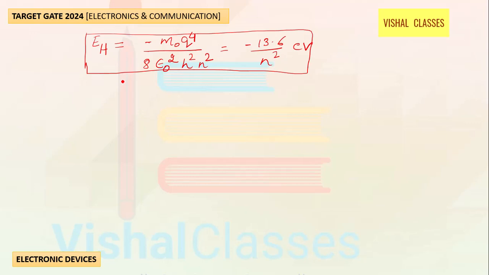You should have two copies: one copy for notes and one copy for formulas. And in the formula book you have to write these formulas separately.